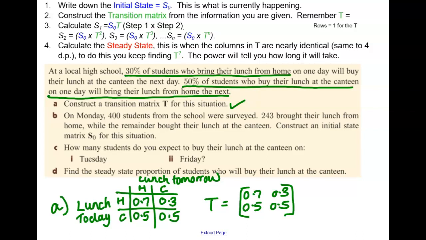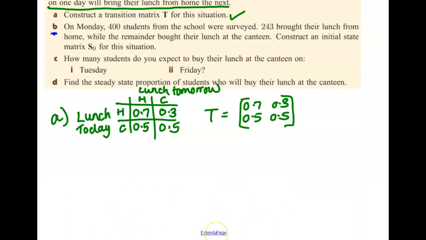We're now going to have a look at part B here. So on Monday, this is looking at our initial state. On Monday, 400 students from school were surveyed and 243 brought their lunch from home. So for part B, we have got 400 people in the school and we know that 243 of them brought their lunch from home. So if we stick with the home and the canteen, this will give us our S0.